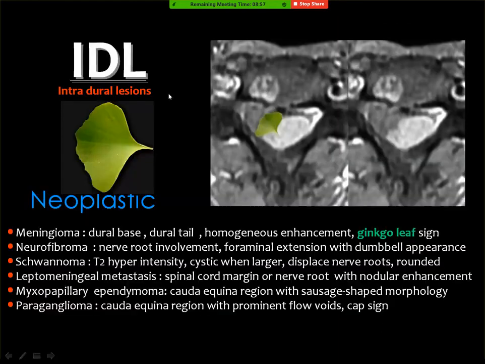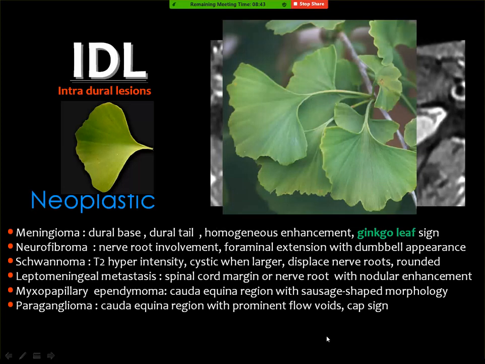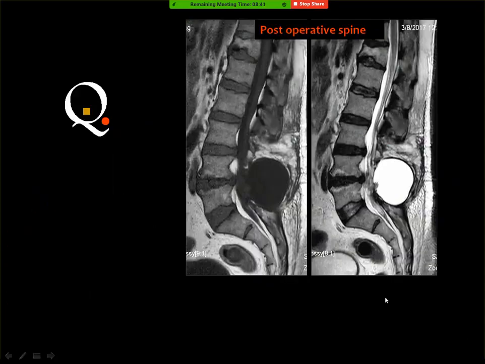You remember intradural lesions include mainly meningioma, neurofibroma, and schwannoma. If the patient is known to have a primary malignancy, consider metastasis. Then the non-neoplastic lesions will include arachnoid, epidermoid, and dermoid cysts.